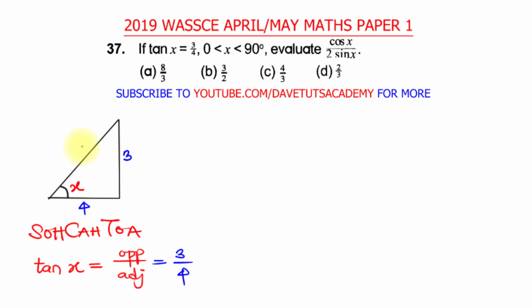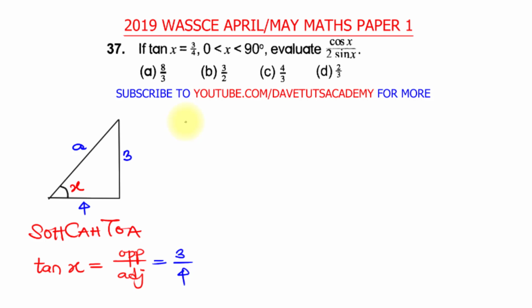We are left with the hypotenuse. Let me call that A. Because if you want to evaluate cos, we need to use the hypotenuse. You can see cos is adjacent over hypotenuse. Sine, we also need the hypotenuse, it is opposite over hypotenuse. So first, we need to find the value of A, and we can find the value of A by making use of the Pythagoras theorem.